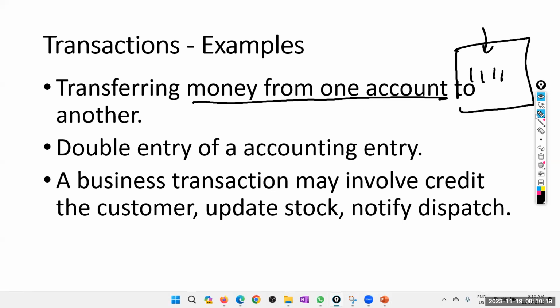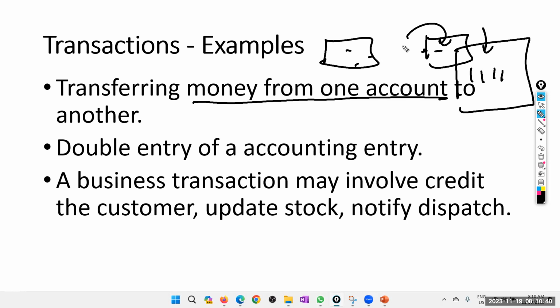Okay. Right. So when you transfer money from one account to the other account, from account X, money must be deducted. To account Y, the money must be added. It's a transaction. Either both must succeed or nothing must be done.